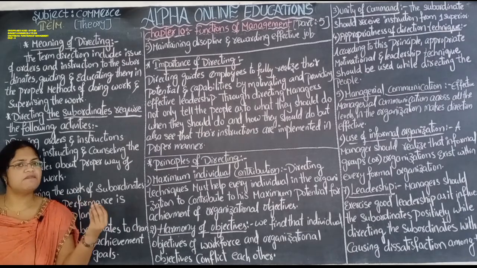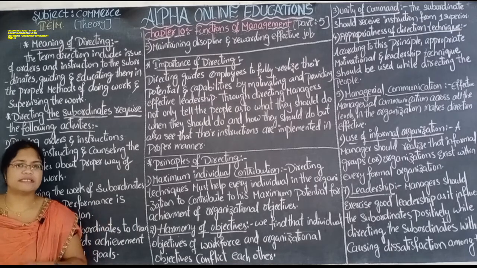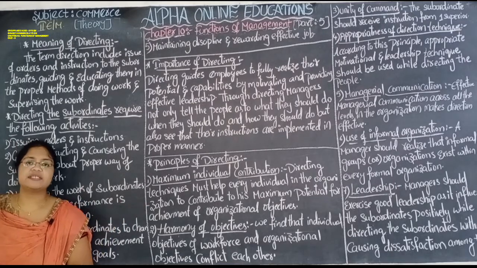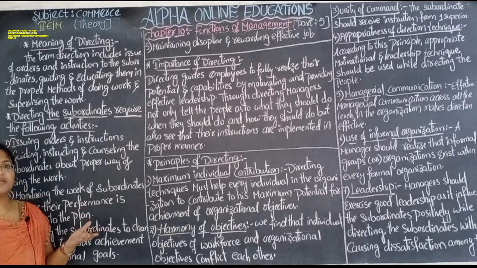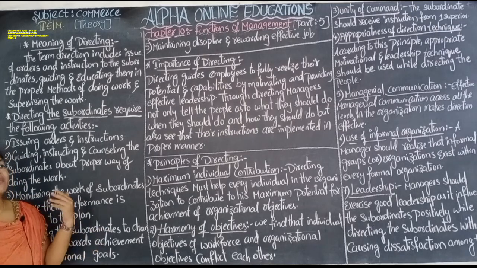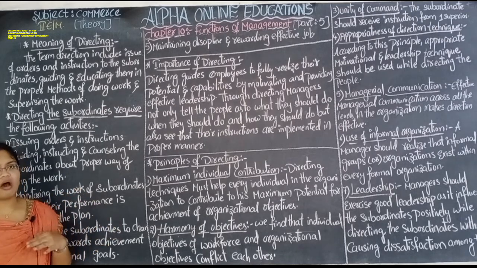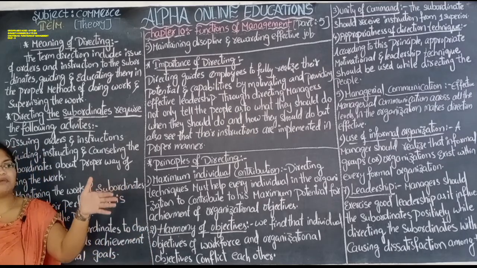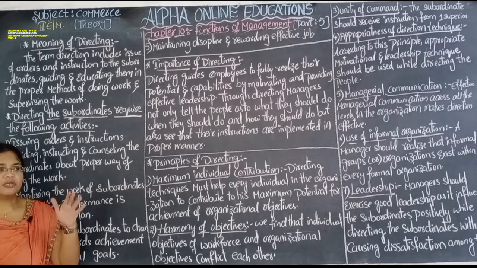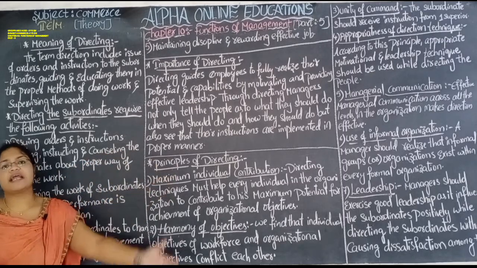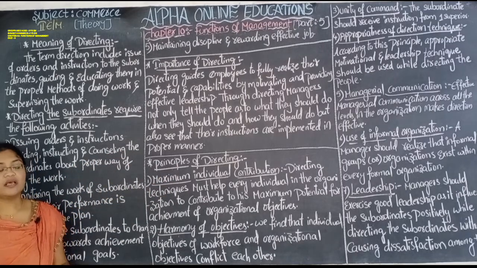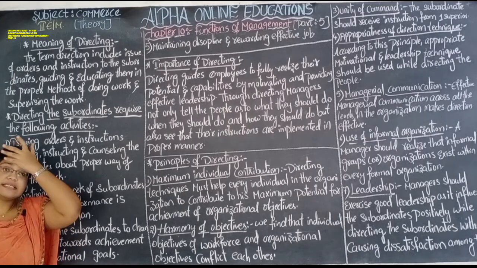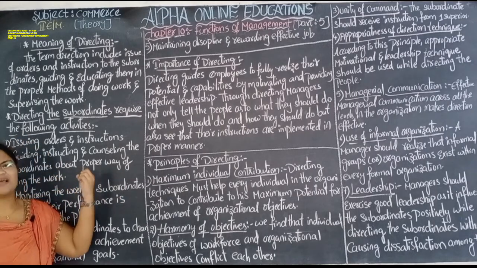Simply, in simple words, I have explained what directing is. Giving directions to the subordinates by the management or superior, and seeing whether they are doing correctly or not. If they are not doing it, if they are off the track, then bringing them back on track so that they can achieve the ultimate organizational objective. Okay, so this is the introduction, just in simple words what directing is.